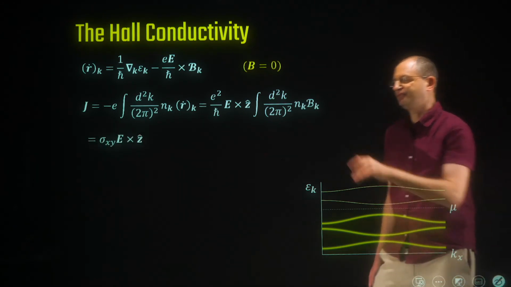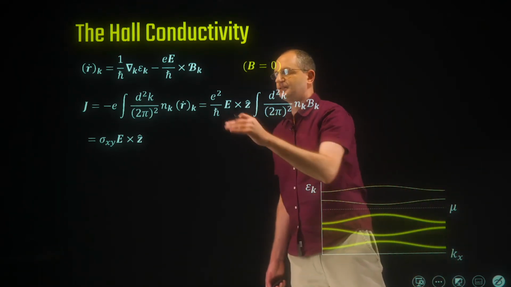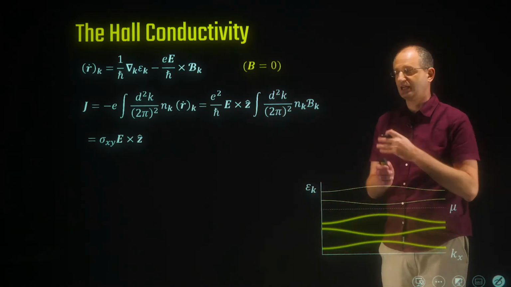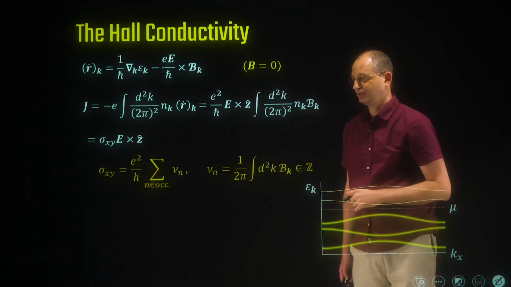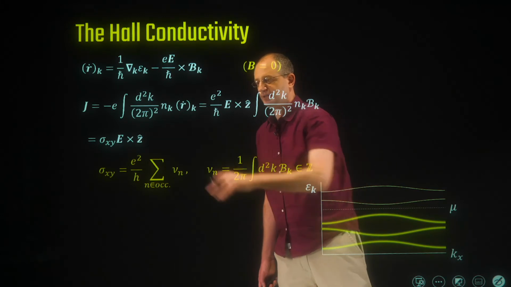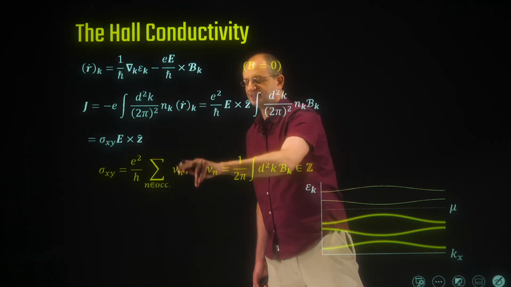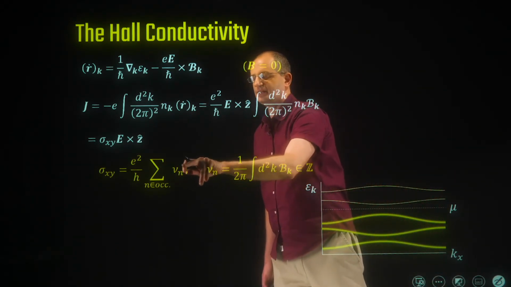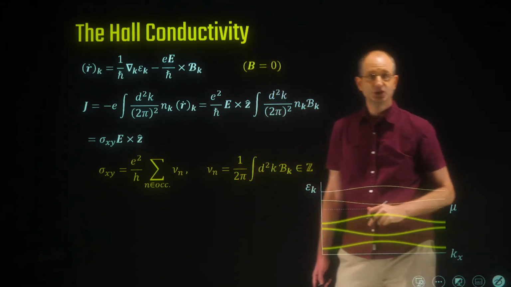Okay, and from here we can actually identify sigma xy. So this gives us that the current is perpendicular to the direction of the electric field. So this is a Hall conductivity sigma xy. And we can read off the value of the Hall conductivity sigma xy. So sigma xy is equal to e squared over h times the sum over all the filled bands n, and each filled band contributes a number nu n, which is the integral over the Berry curvature.